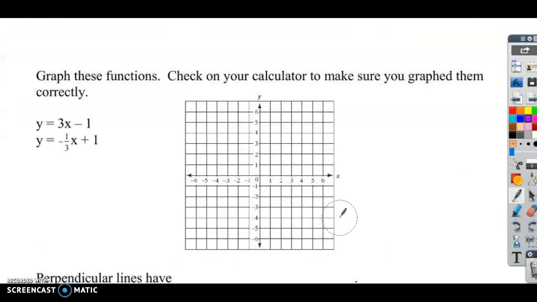So back here, we'll go ahead and graph our equations. y equals 3x minus 1. So -1 is my y-intercept. My slope is 3, up 3 over 1, up 3 over 1, and so on.